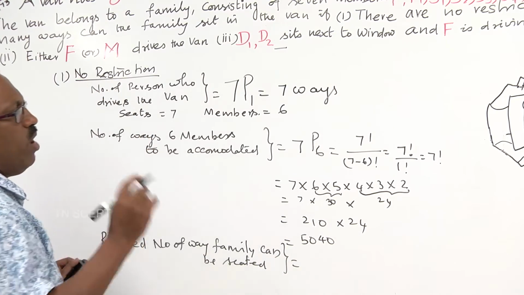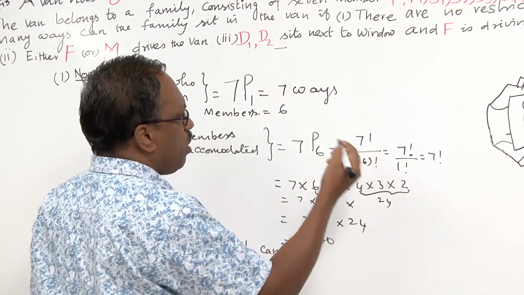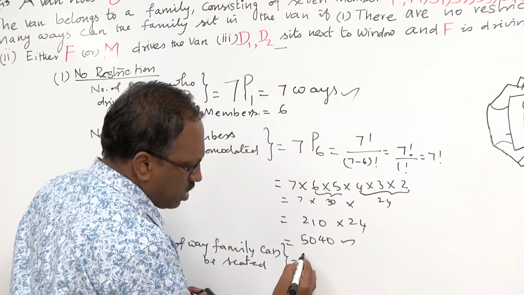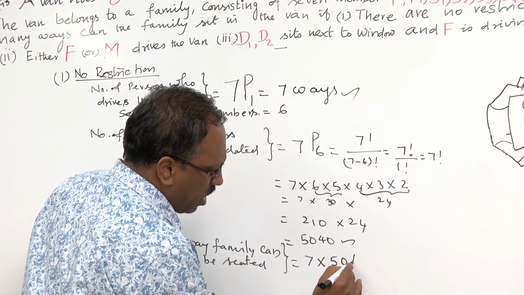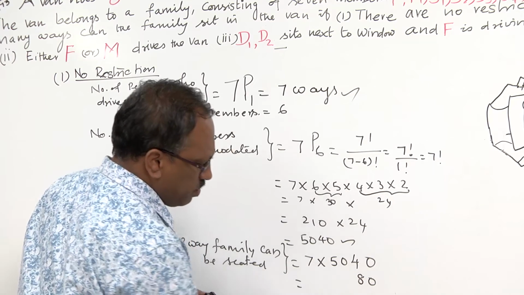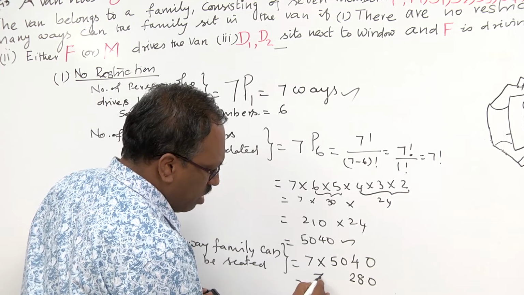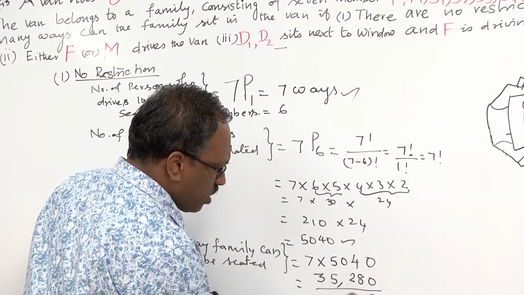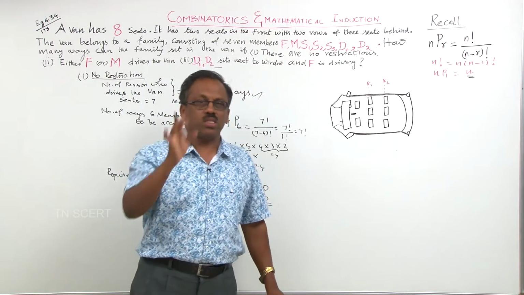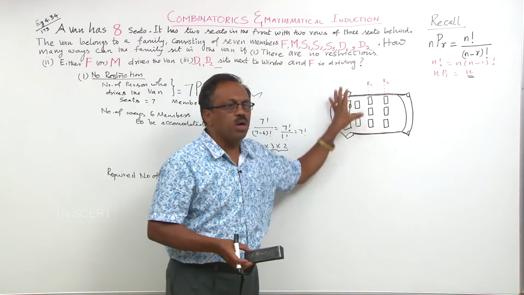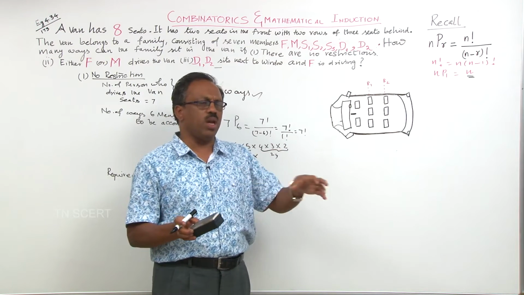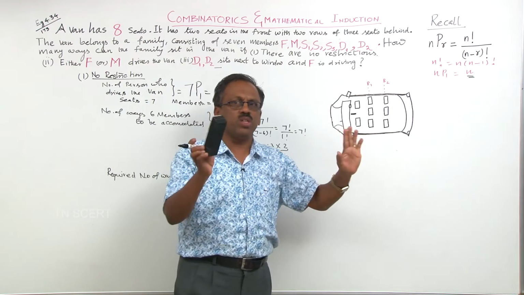Now we have got two logical things. One is how many ways the driver can be chosen, the first one here, 7 ways, and the second one is 5040. So 7 into 5040: 7 times 0 is 0, 7 4s are 28, 2, 7 5s are 35. So the answer is 35,280 ways these people can be accommodated in this van. No restrictions. Anybody can sit anywhere. Anybody can drive. This is the first one.